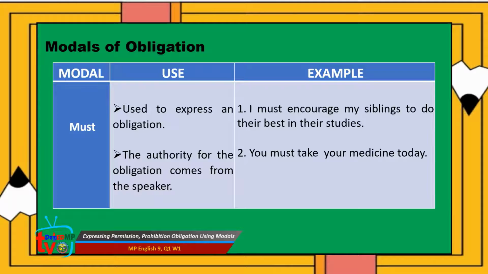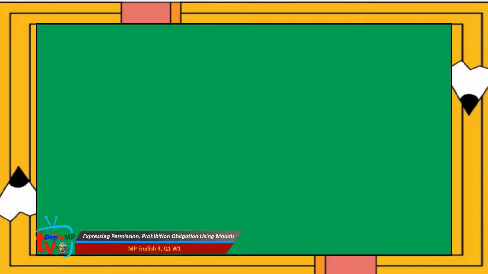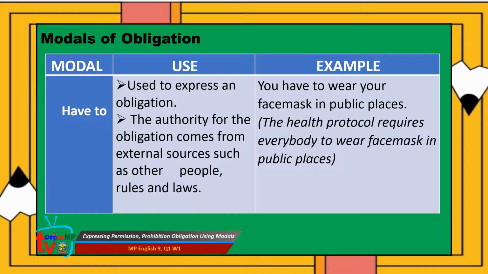Number 2, you must take your medicine today. In here, you are obliged by the speaker to take your medicine because he believes that it's the right thing for you. The second modal of obligation is have to. In expressing obligation using have to, the authority comes from external sources such as other people, rules, and laws. Unlike in modal must, wherein the obligation comes from the speaker himself or herself.